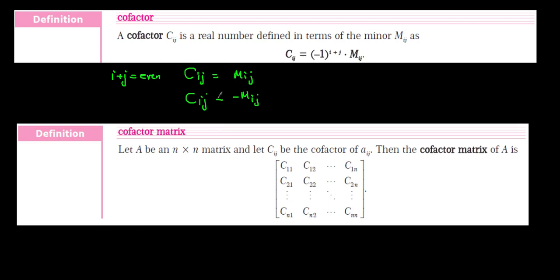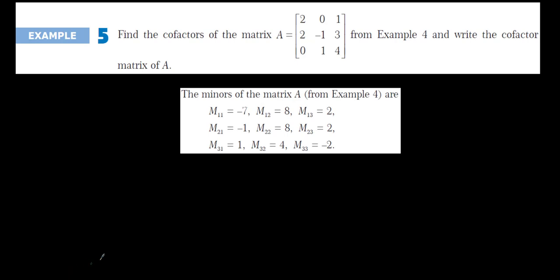Cij is equal to Mij in this case, and if i plus j is an odd number, then Cij should be equal to minus Mij. The matrix made by the cofactors is called the cofactor matrix. Here is an example of it, and we are now going to find the cofactor matrix in the question.